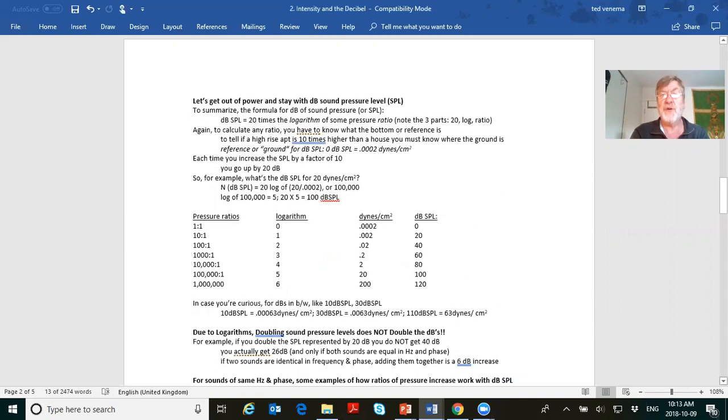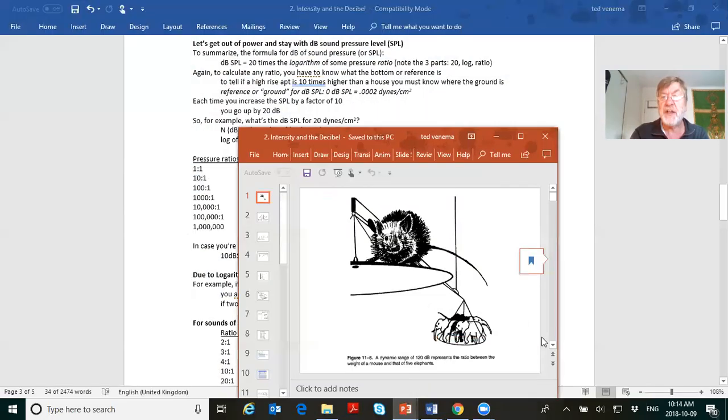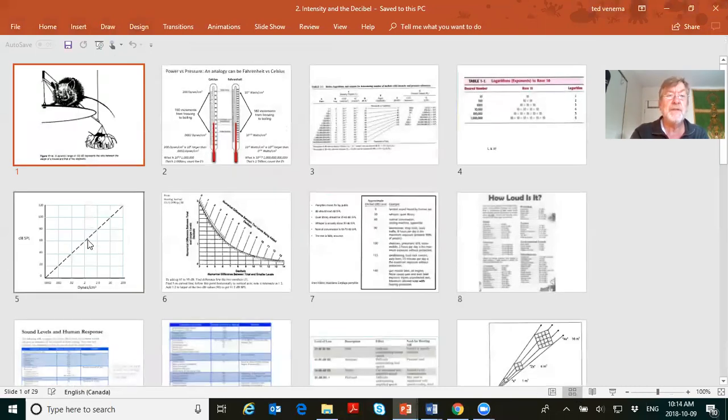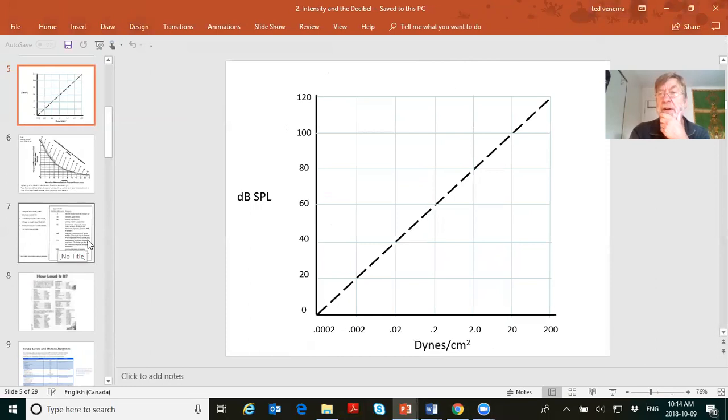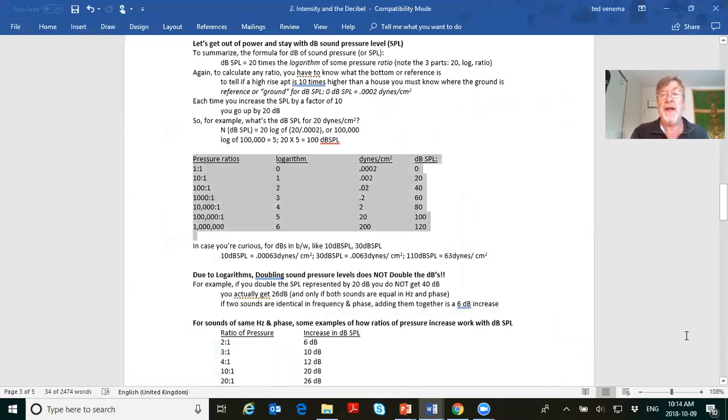Know some pressure ratios, and here's the stuff to remember about Unit 2. If you increase the pressure by a factor of 10, you went up 20 dB. And you'll always remember the picture. This table relates directly to this particular picture here. And never forget, that is the most important picture in this unit, relating directly to this table here.